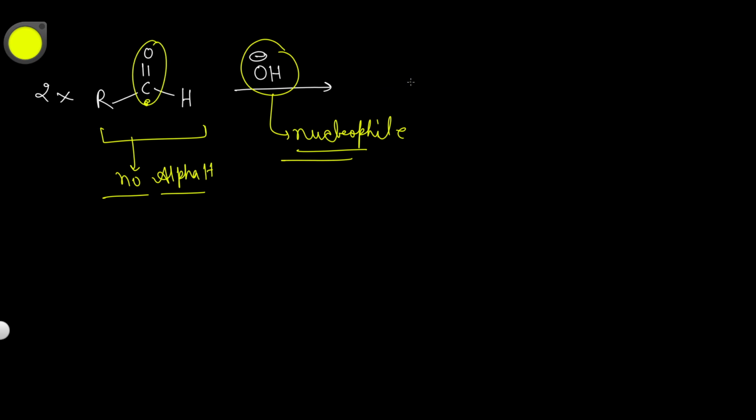So how does the reaction happen? See, RC double bond O H, and then this OH minus, working as a nucleophile, will attack this carbonyl center, because this carbonyl is an electron deficient center.